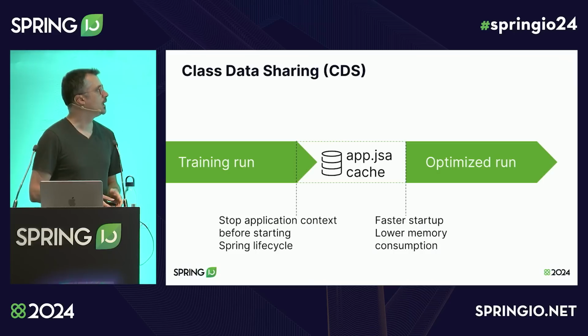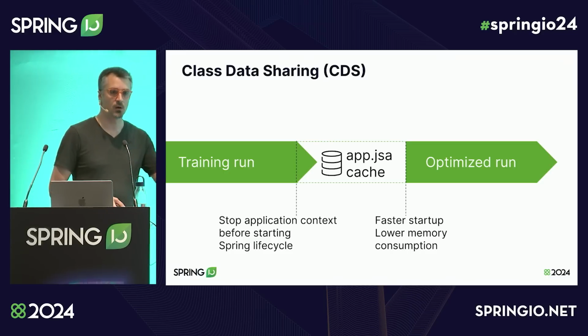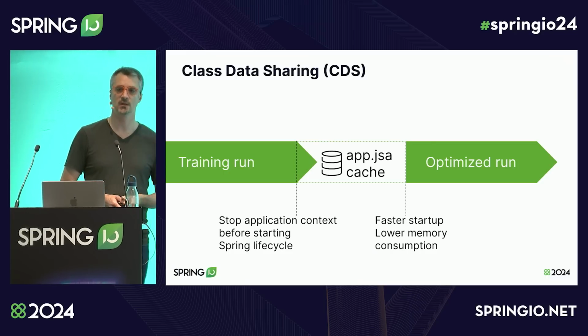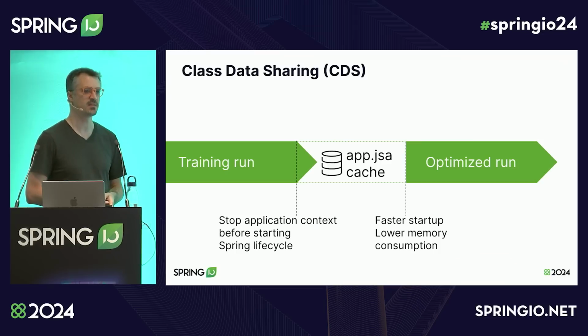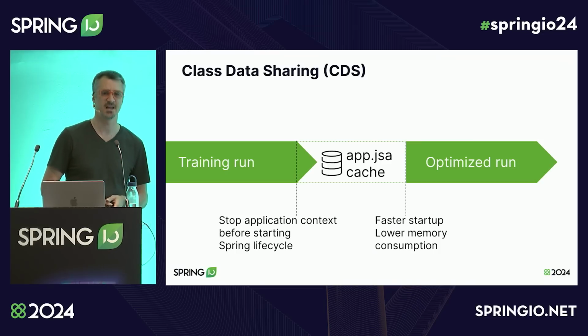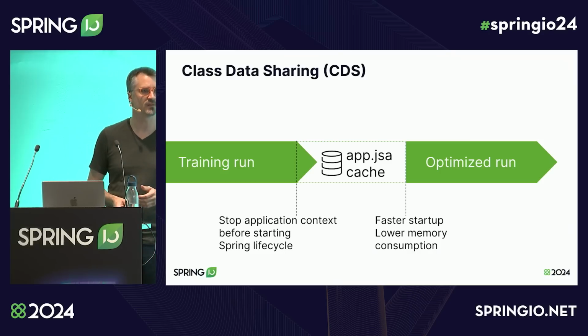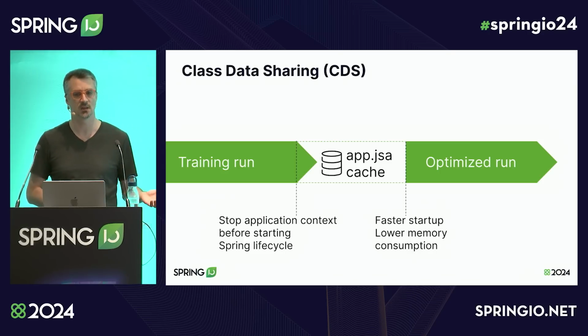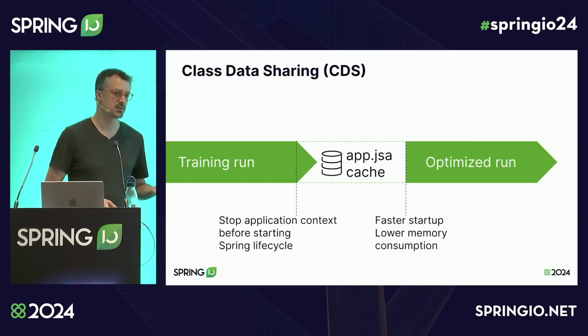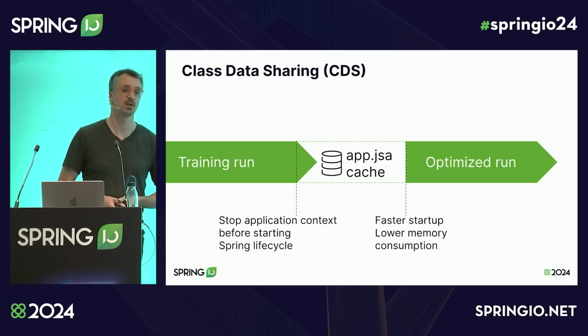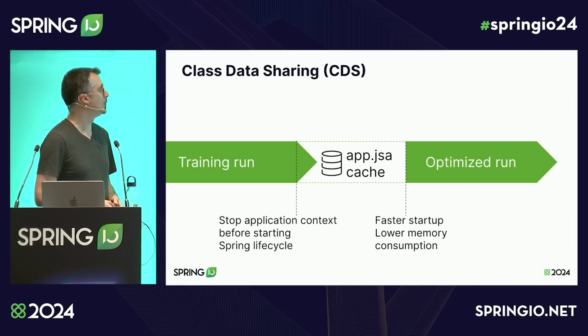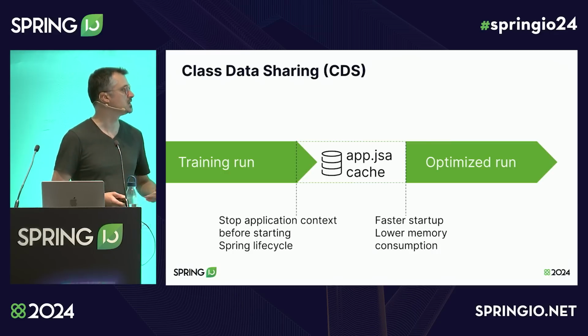So what is class data sharing? Class data sharing is a pretty old and mature technology. It's included in the JVM, I think, as of Java 9. But it has been gradually improved. And I think as of Java 17 and in Java 21, it's even faster than in previous versions and very interesting to leverage. But that's a bit of a hidden gem inside the JVM.